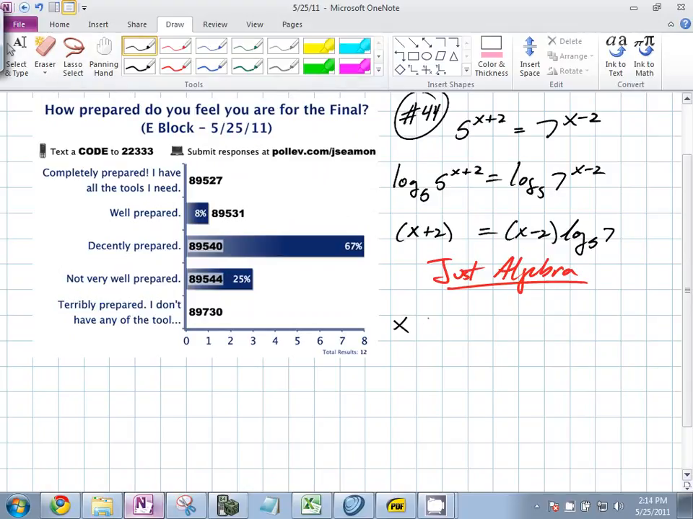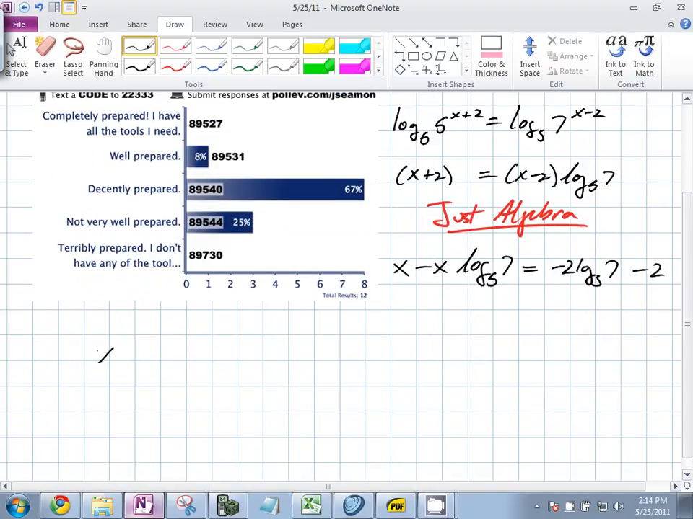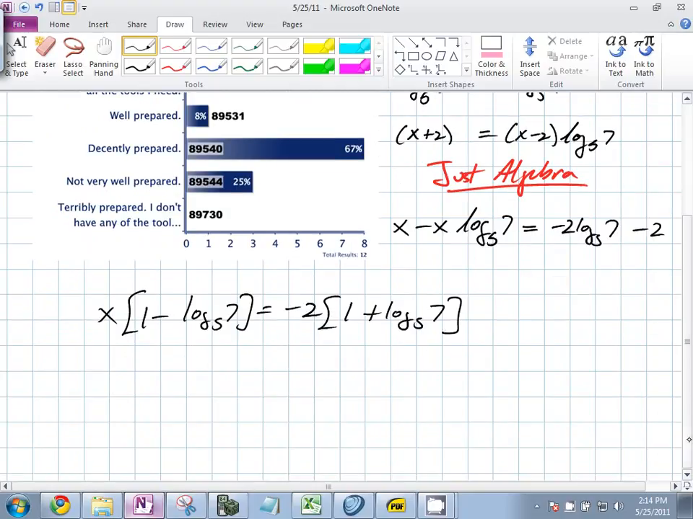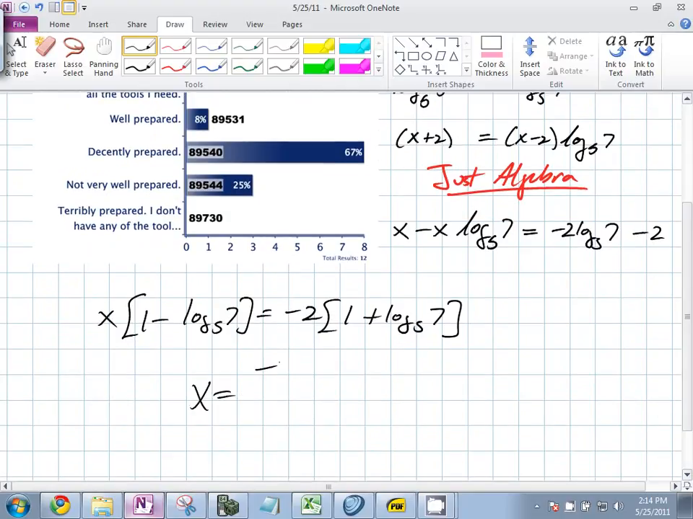So we get x minus x log base 5 of 7. I took log base 5 of both sides, equals negative 2 log base 5 of 7 minus 2. So that's x times 1 minus log base 5 of 7. And because I like factoring, negative 2 times 1 plus log base 5 of 7. So what does x equal? Negative 2 times 1 plus log base 5 of 7.